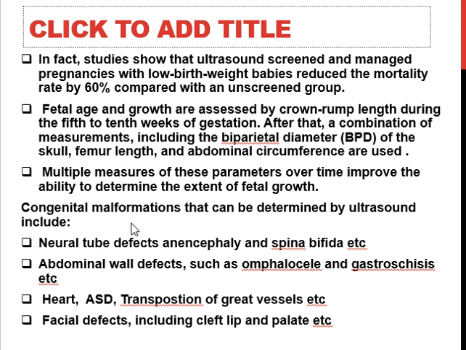But if we have congenital malformations that can be determined by ultrasound, including neural tube defects, anencephaly, and spina bifida, then the management of pregnancy will be changed. Abdominal wall defects such as omphalocele and gastroschisis, etc. Heart problems like atrial septal defect, transposition of great vessels. There may be facial defects, including cleft lip and palate, etc.